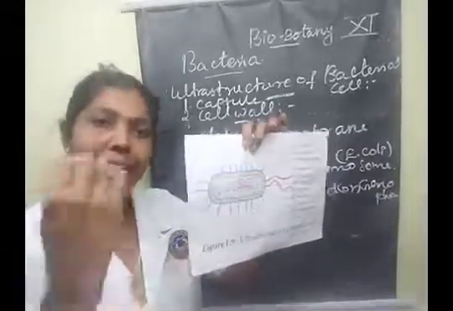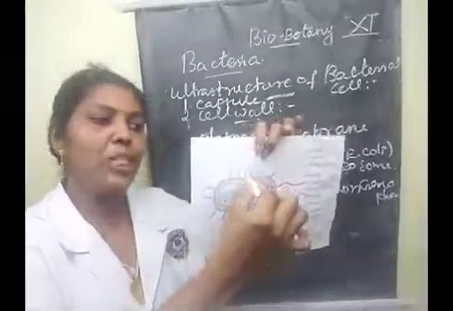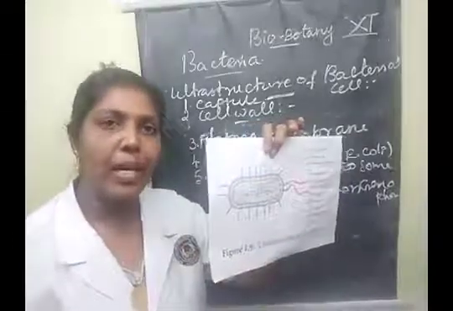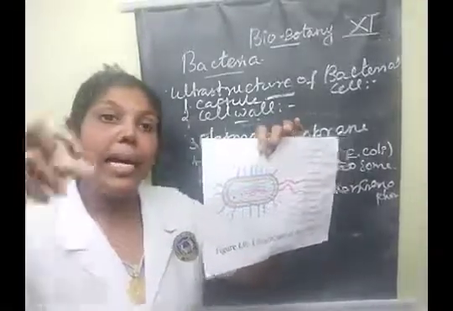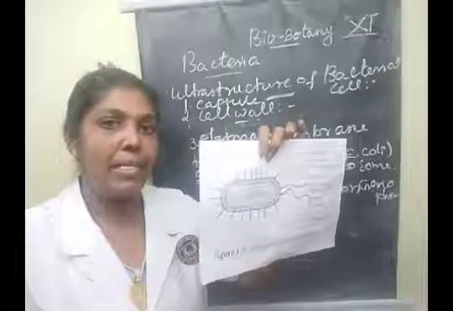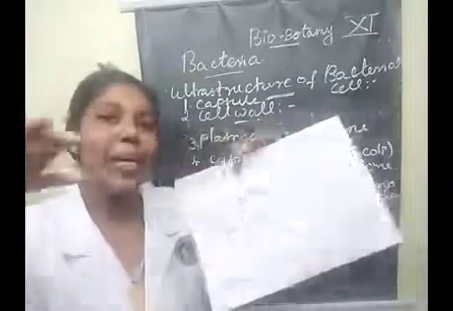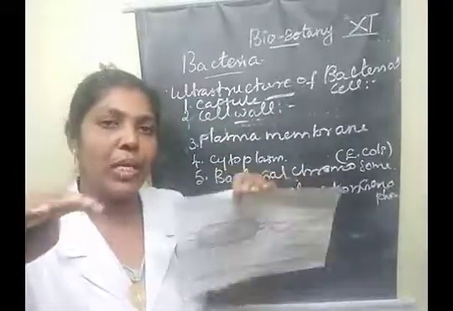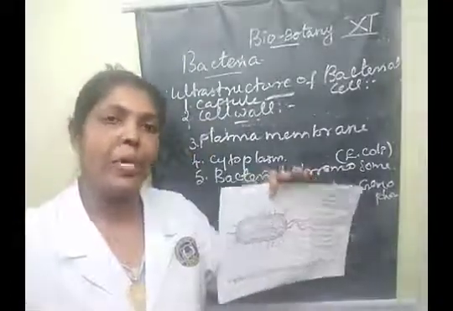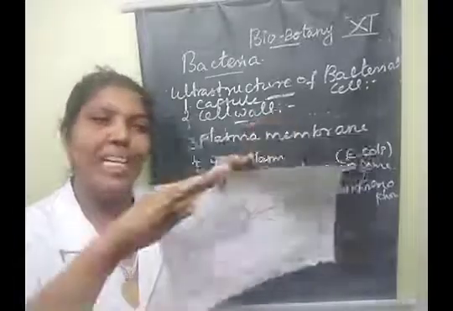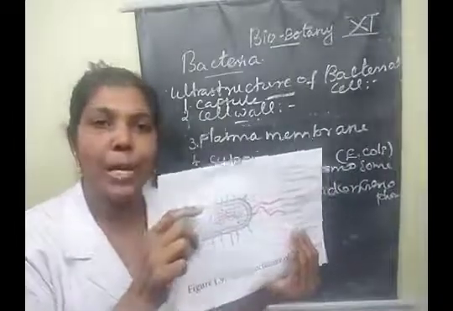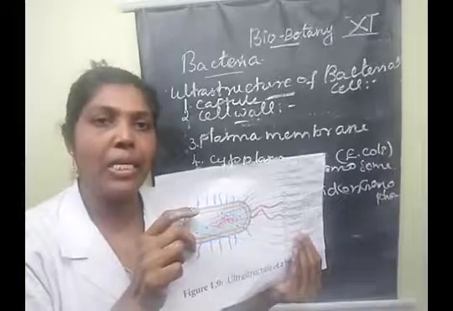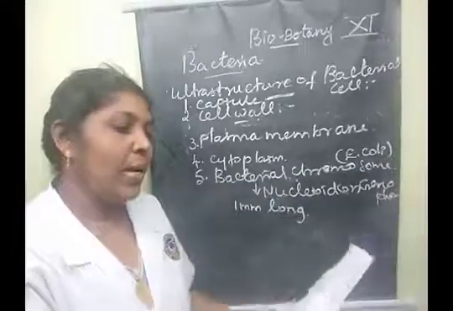The next one: the bacterial chromosome is coiled in nature, and one end is attached to the plasma membrane. Scientists believe this attachment is related to DNA replication. After DNA replication, the chromosomes are separated into 2. That is a fact only. The one end of the bacterial chromosome attaches to the plasma membrane region. Understood, children? Yes.